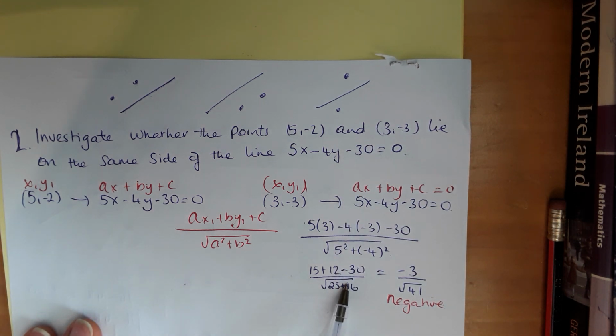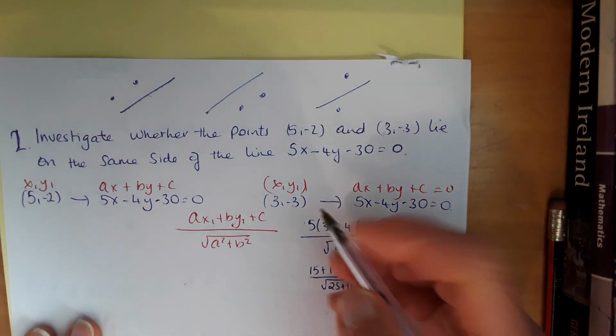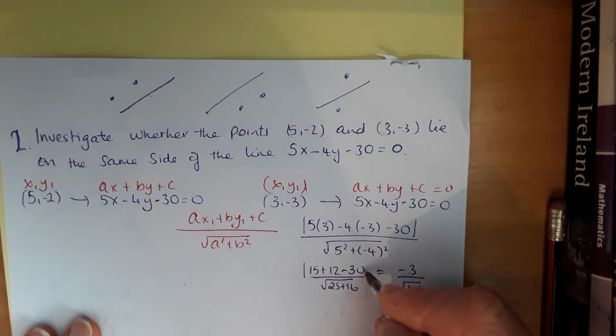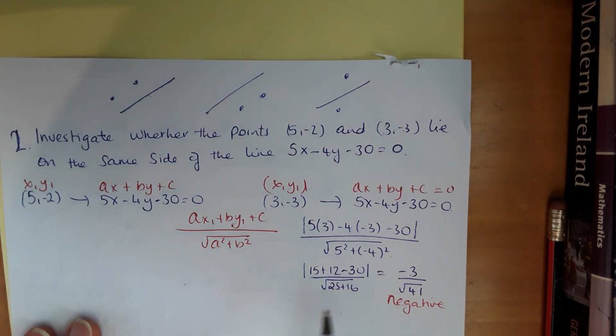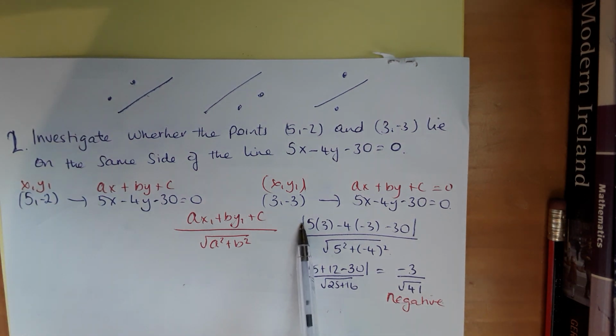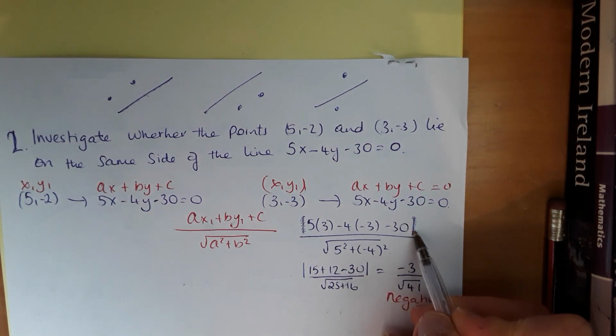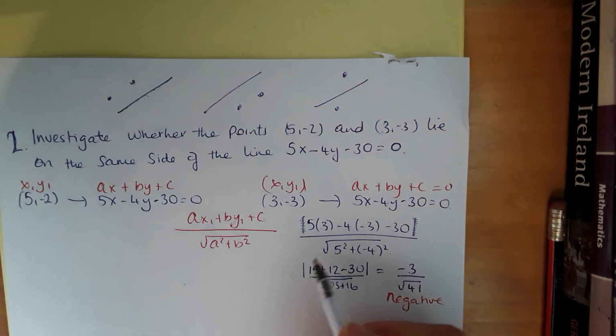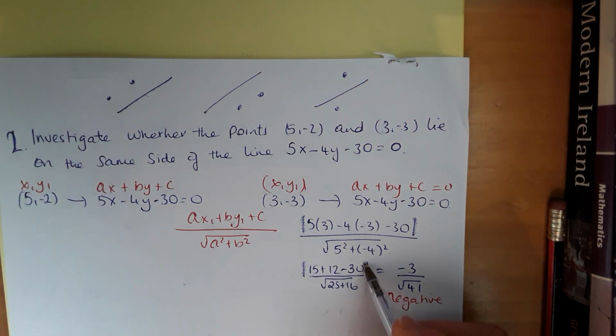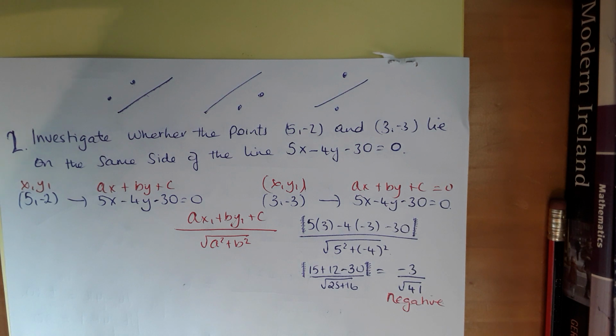Now I have this one done already. So (3, -3) to the line: (ax1 + by1 + c) over the square root of a squared plus b squared. When I worked through it, I have my modulus, but I know that a distance is always going to be positive. The reason I don't have my modulus in the formula here is that, even though a distance will always be positive, for the actual merits of this question we need to establish whether it's minus or plus. So we drop our modulus just for this question. Now I got negative 3 over root 41. So it's a negative answer.